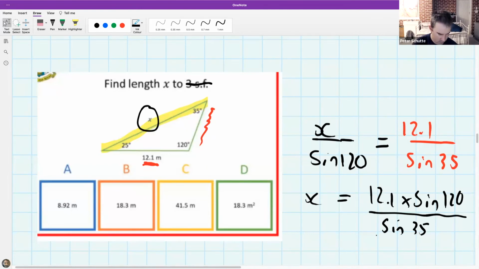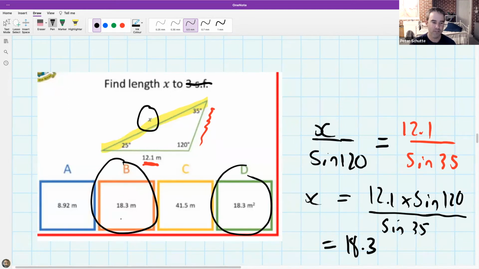Then divided by the sine of 35. I get 18.267, or basically 18.3. However, what is a bit sneaky is that there are two 18.3s. So which of these two should you choose?